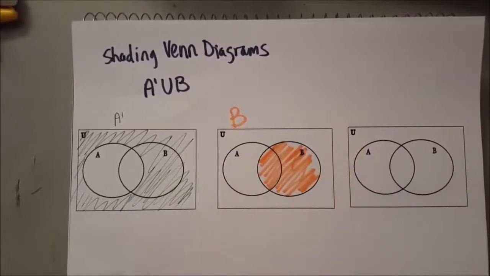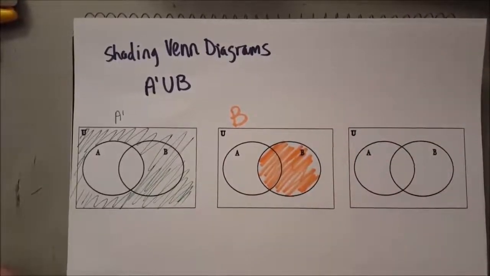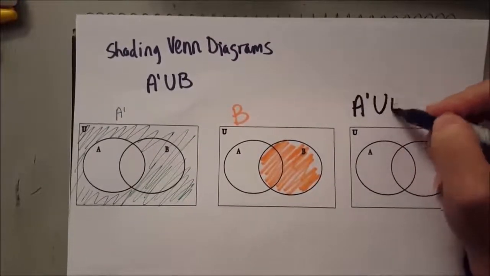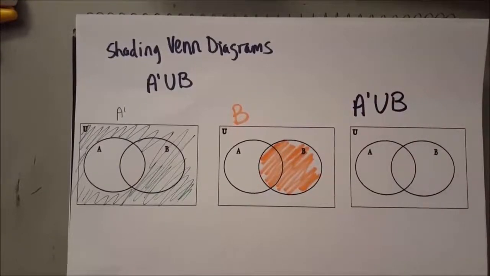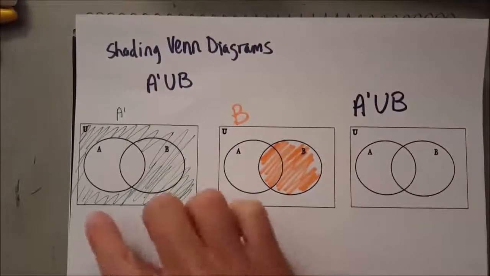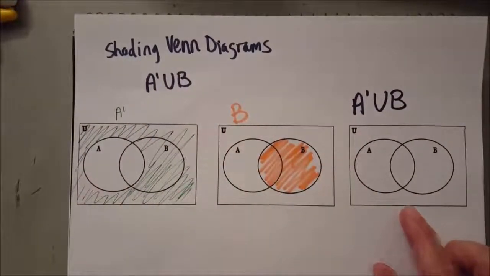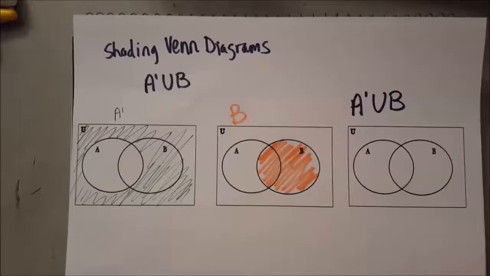And then I'm taking the union of this. I'll use black: A complement union B. So I'm going to take anything that's shaded in either graph. Because it's a union, it's either-or. If it's shaded in this graph, I'm going to shade it in the final graph. If it's shaded in this graph, I'm going to shade it in the final. So it's all of the shading together.